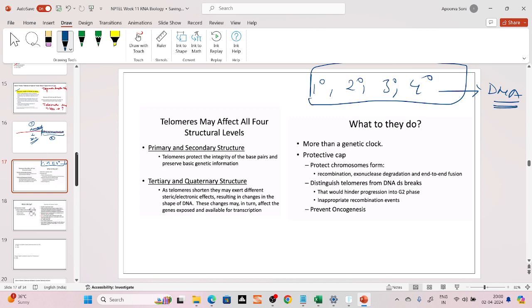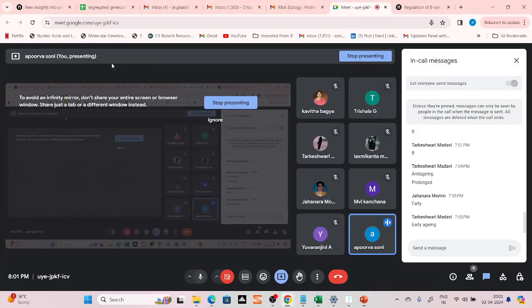So DNA has a primary structure, which is the structure of the sequences, I mean the sequence of the ATGC, then a secondary structure, then tertiary, and then quaternary structures. So primary and secondary structure means telomeres protect the integrity of the base pairs and preserve basic genetic information. That means telomeres are so important for a cell. We're talking about the importance of telomeres. Telomeres are so important. They protect your chromosomes.